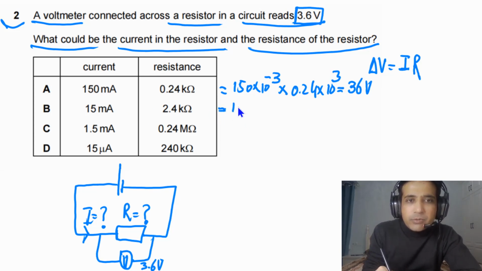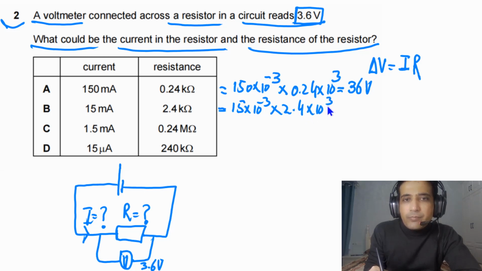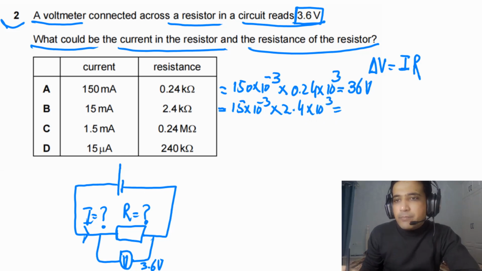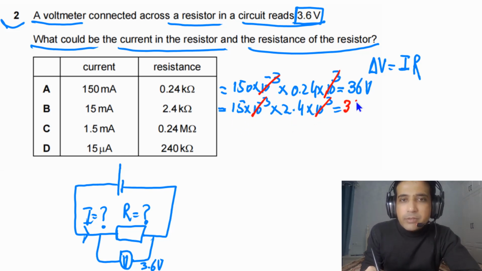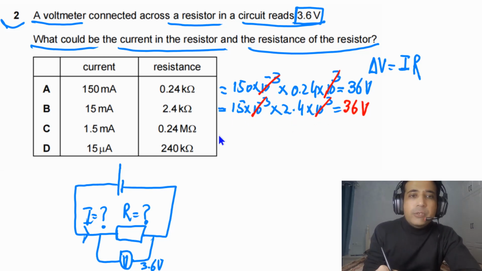In this case, you have 15 times 10 to minus 3 times 2.4 times 10 to 3. If you multiply these two quantities, as it was cancelled here, these powers will be cancelled and these powers also will be cancelled. If you multiply 15 with 2.4, you will get 36 volts. Now we can go to the next one.